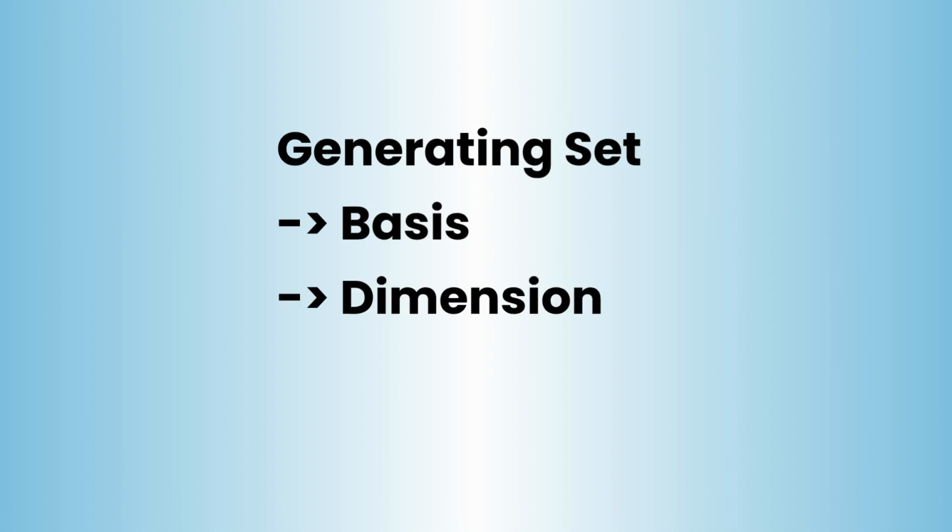So, we started with a messy generating set. We found the efficient non-redundant basis within it. The number of vectors in that basis gave us the dimension of our space. And finally, the dimension of a matrix output gave us its rank. These concepts are the foundation for understanding the true shape and complexity of our data.